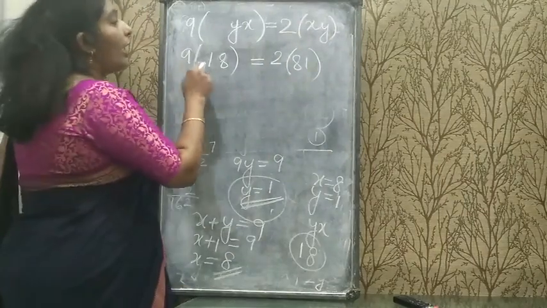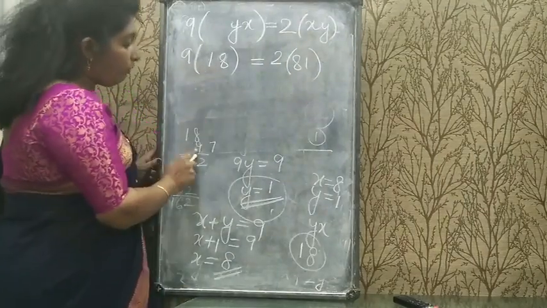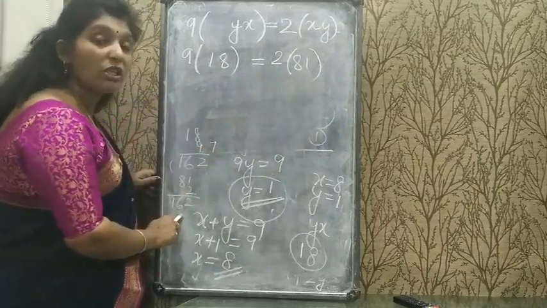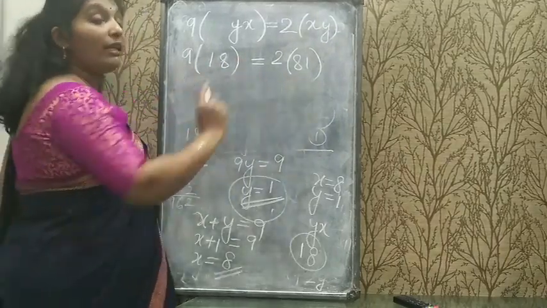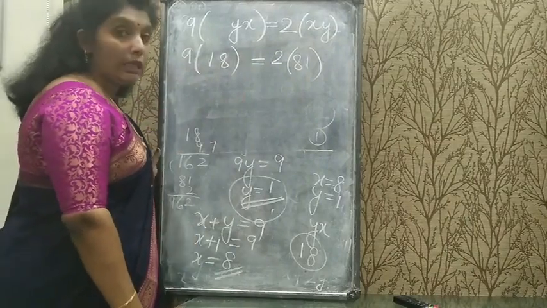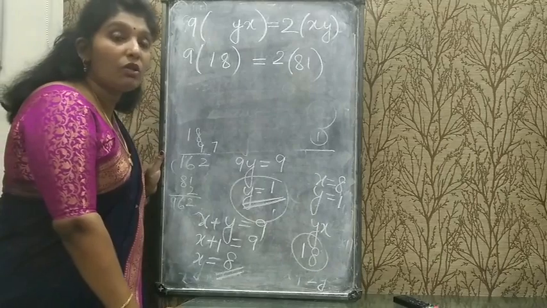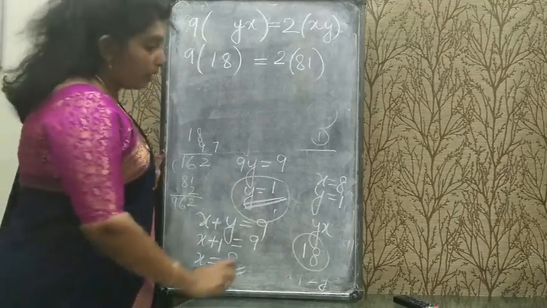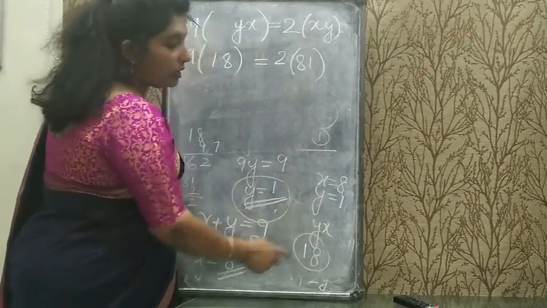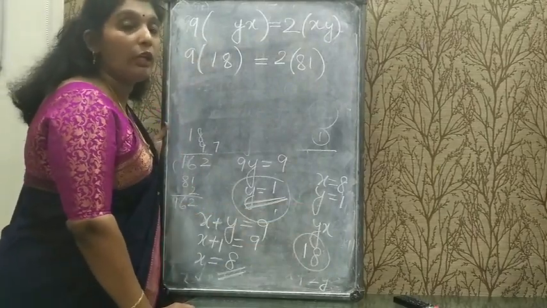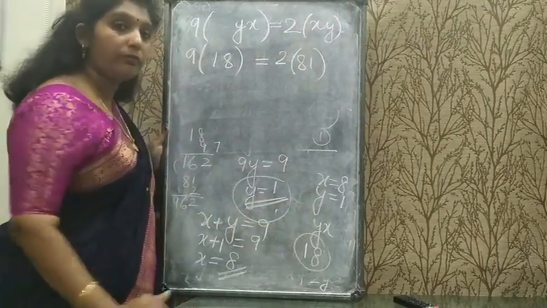Just to check, 9 into 18 will be 162 and 2 into 81 is also 162. It means the left hand side and the right hand side are the same. It means our answer is correct. This way, if you want, you can check it. It is not necessary. You can write till here that the 2-digit number is equal to 18 and the reverse number is equal to 81.